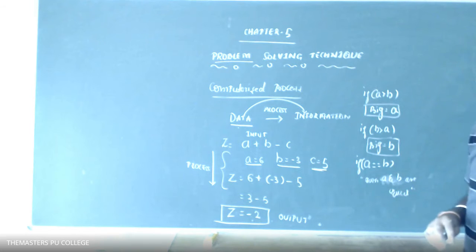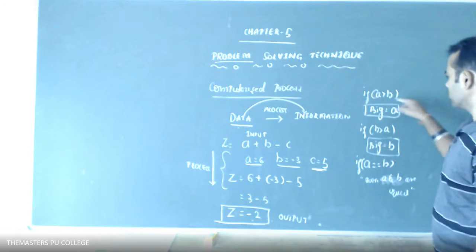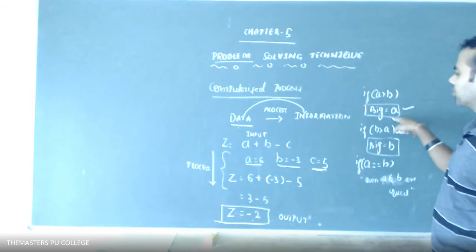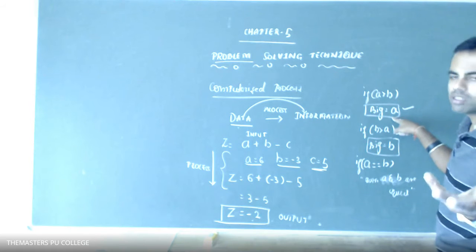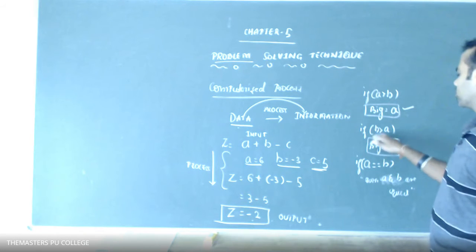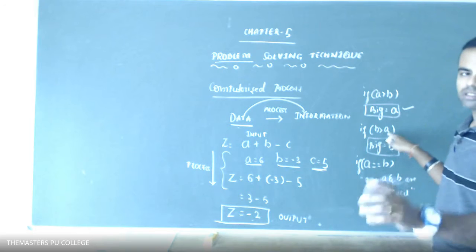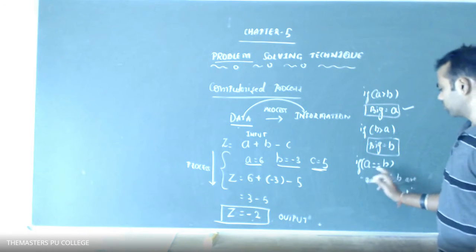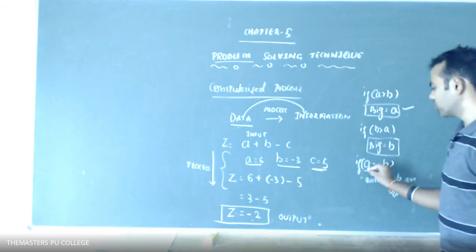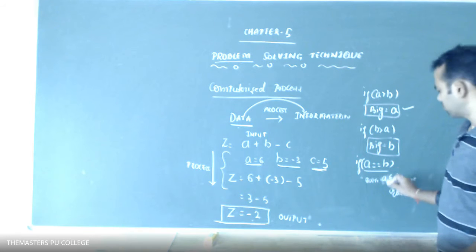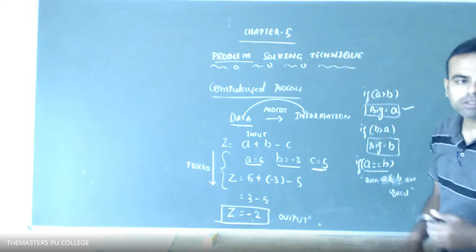Can we say, if a is greater than b, the bigger number is a? If b is greater than a, the biggest is b. And one more possibility: the first variable is equal to the second variable, that is, both a and b are equal.